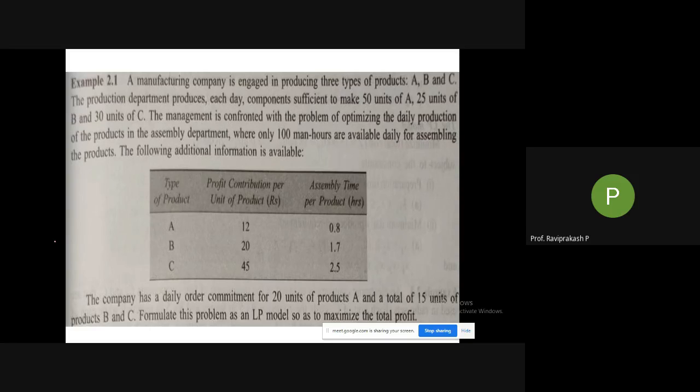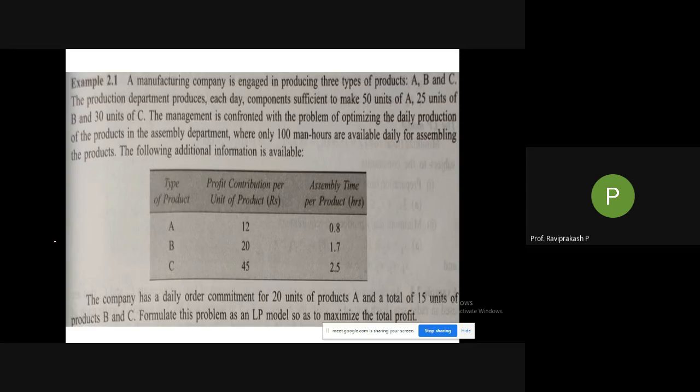Formulate this problem as an LP model so as to maximize the total profit. So this is the sum given to you. Go through it. Okay, only formulation has to be done. Don't worry about drawing the graph and all.